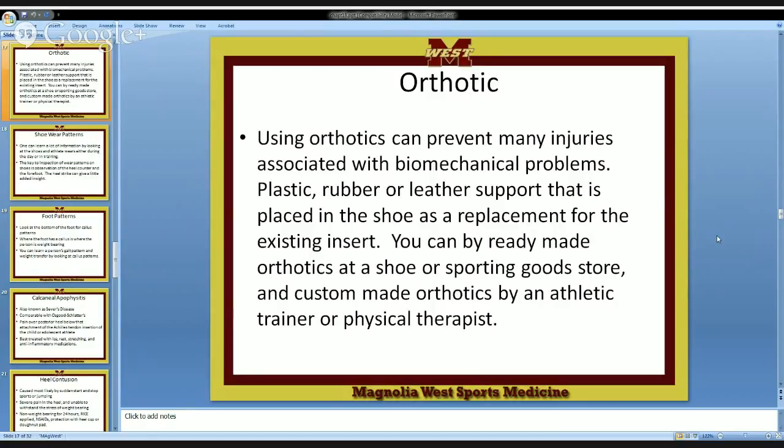So you can buy ready-made ones at Walgreens, Walmart, whatnot, or you can go and see your physician, who will send you to your PT or an orthotist, and they'll make one for your foot. It's a shoe insert. Could be you have terrible shoes.